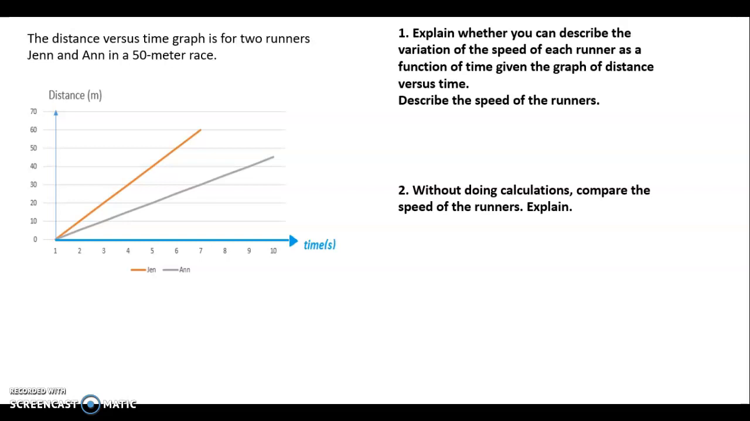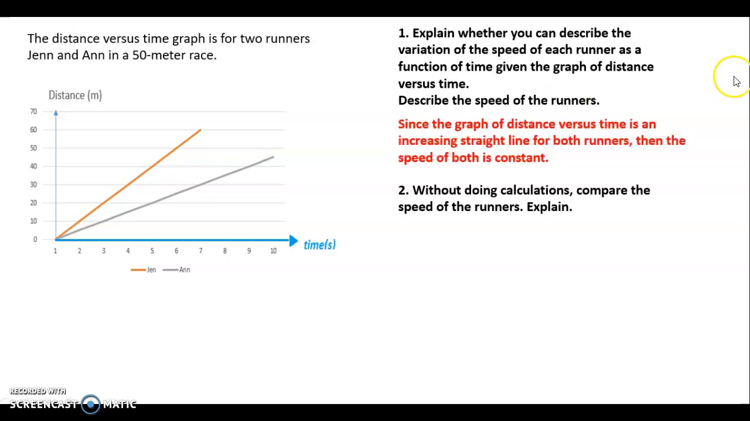So although we are given d versus t, if I again go back to the summary, we know that when d versus t is an increasing straight line, then the speed is constant. So since the graph of distance versus time is an increasing straight line for both runners, then the speed of both is constant. And of course, they are moving on a straight line in one direction. Now, without doing calculations, compare the speed of the runners, explain.